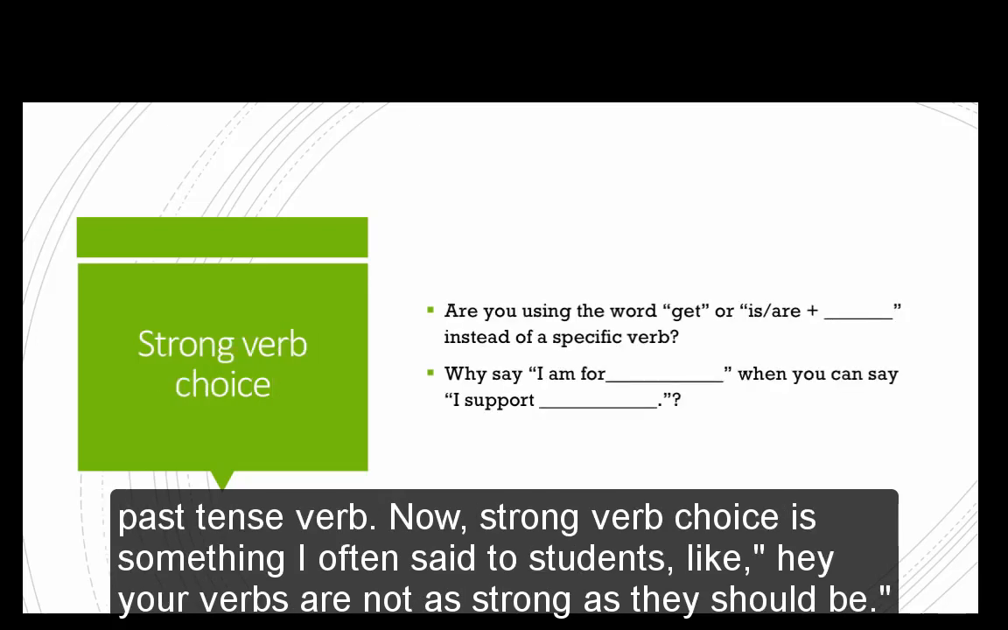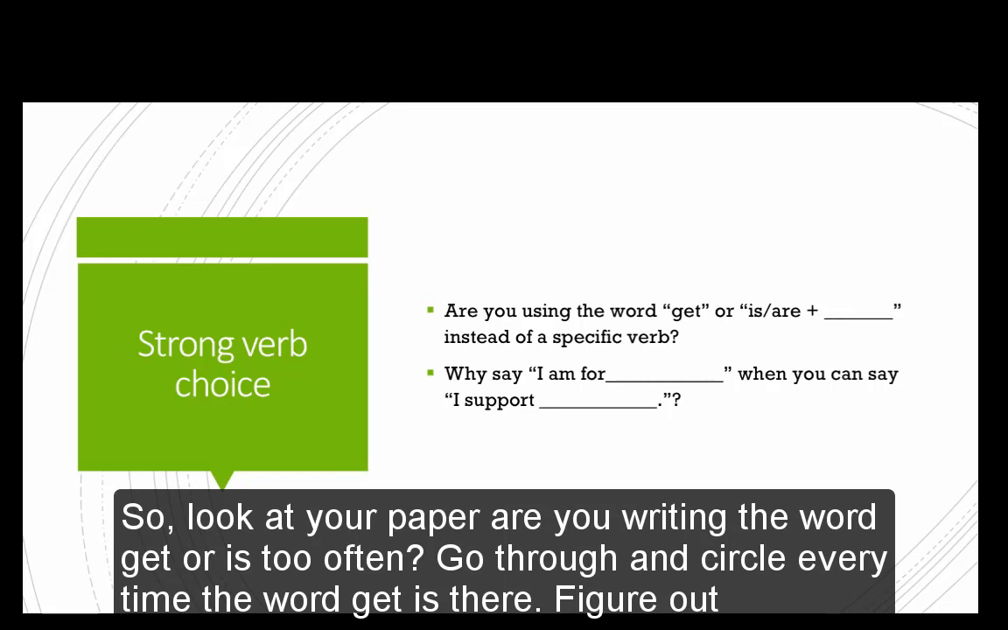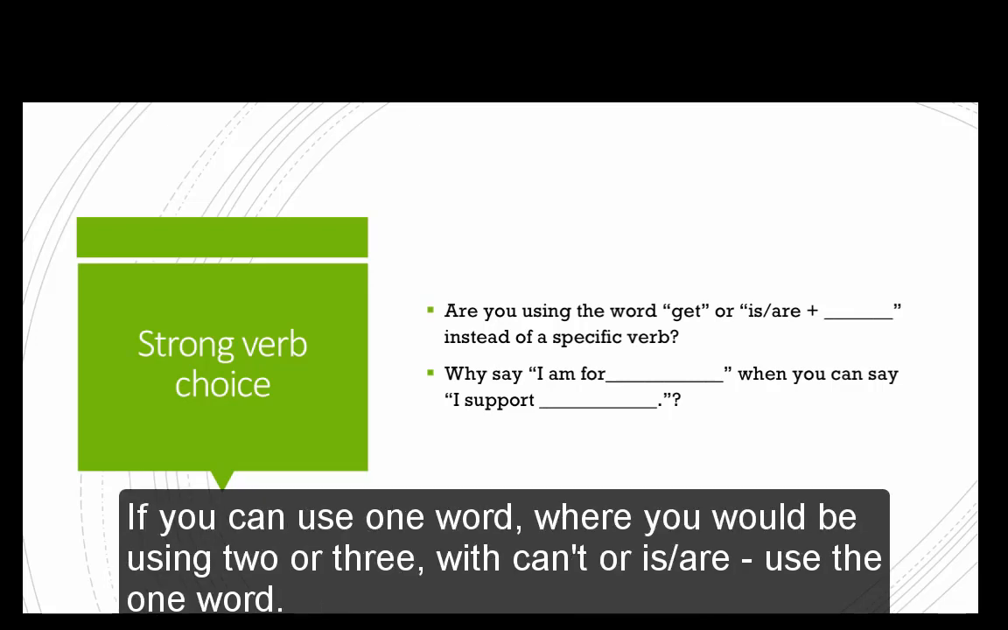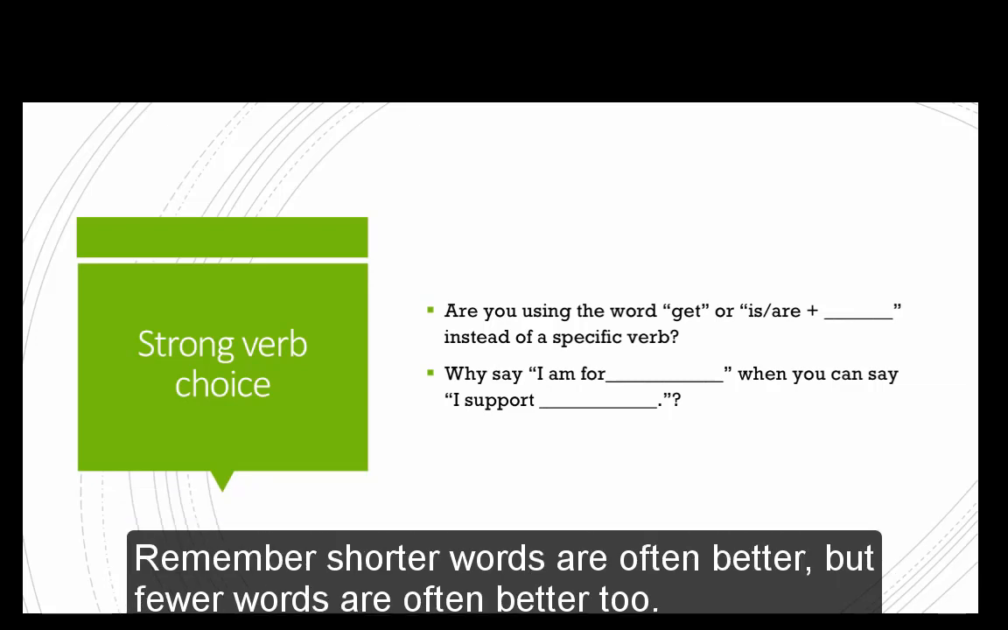Now, strong verb choice is something I've often said to students, like, hey, your verbs are not as strong as they should be. So look at your paper. Are you writing the word get or is too often? Go through and circle every time the word get is there, figure out what's coming right after it and see if there's a better verb for it. If you can use one word where you would be using 2 or 3 with get or is and are, use the one word. Remember that shorter words are often better, but fewer words are often better too.